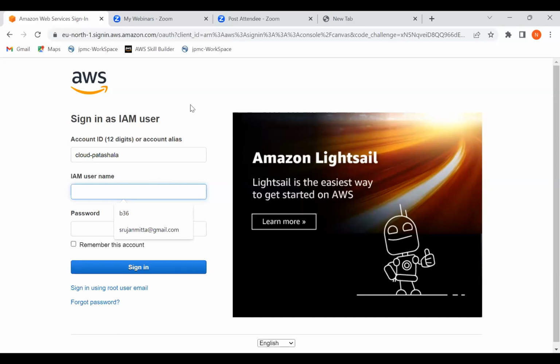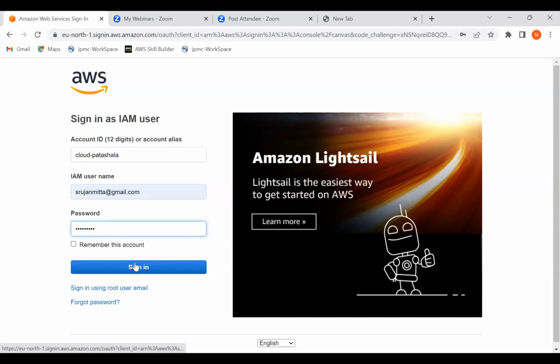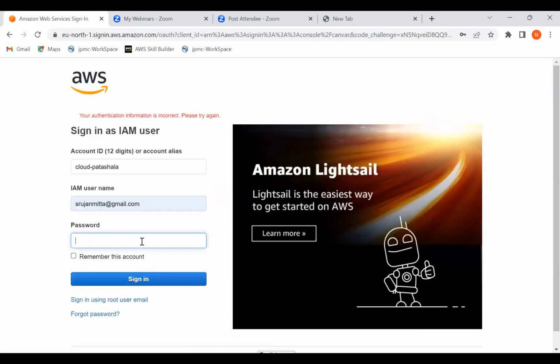To access any AWS, you have to get an AWS username and password. I will show you how to create these user IDs and all. Okay, 1 second.